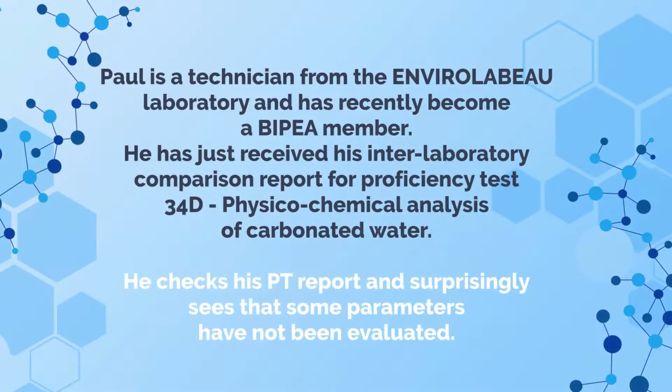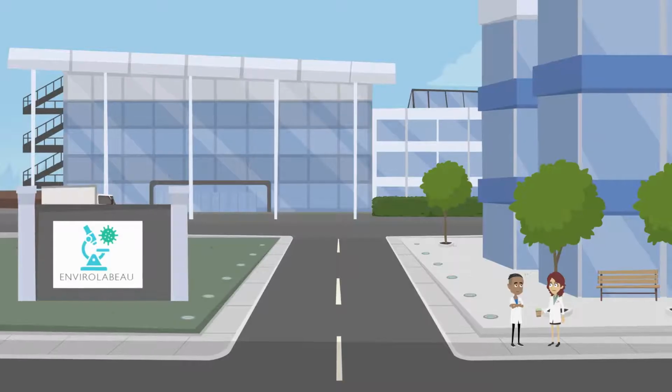Paul is a technician from the Interlaboratory and has recently become a BIPA member. He has just received his Interlaboratory comparison report for Proficiency Test 34D, Physicochemical Analysis of Carbonated Water. He checks his PT report and surprisingly sees that some parameters have not been evaluated.